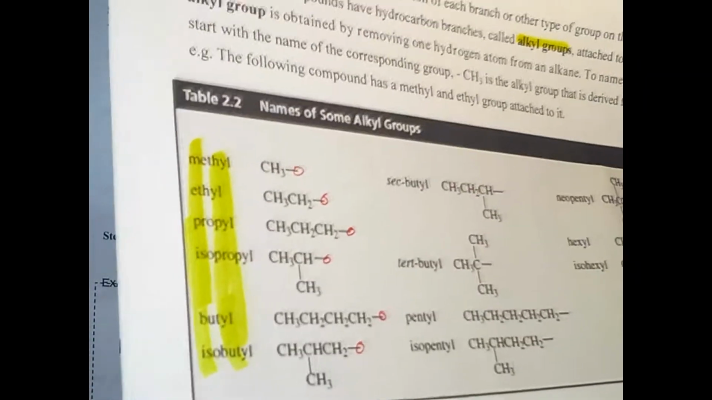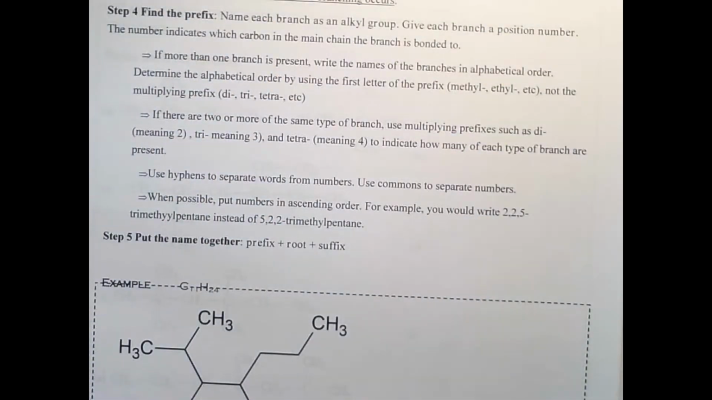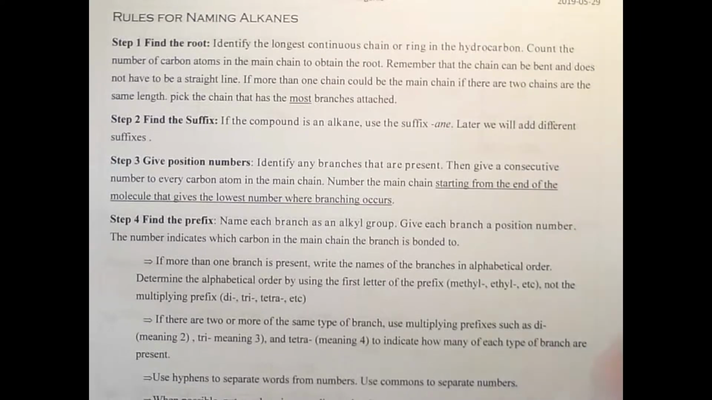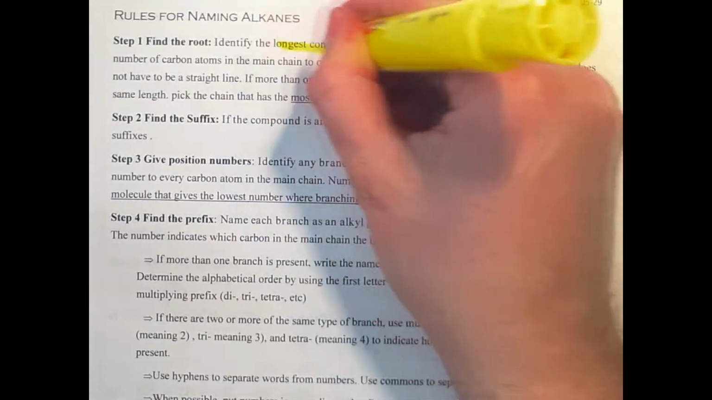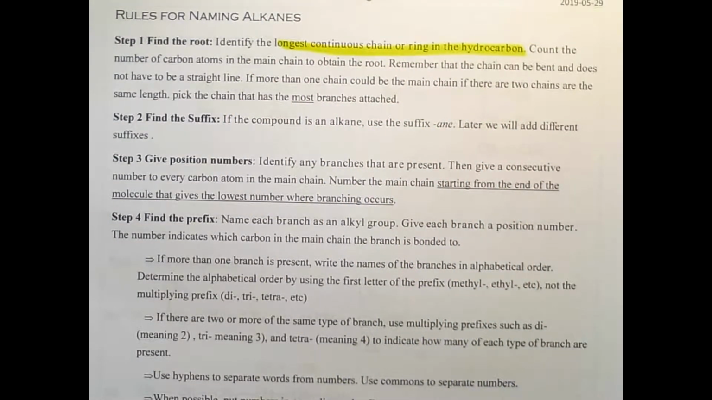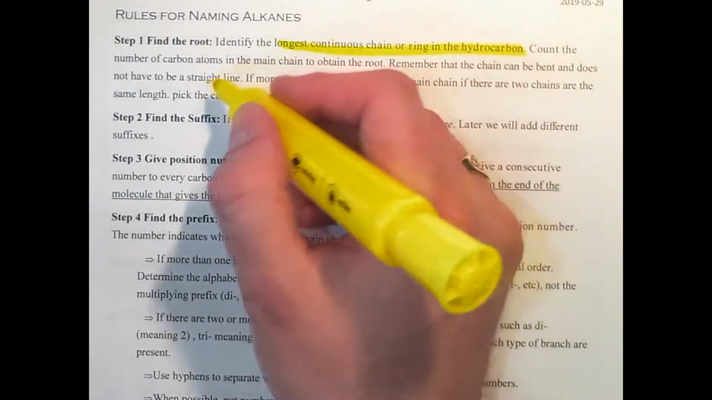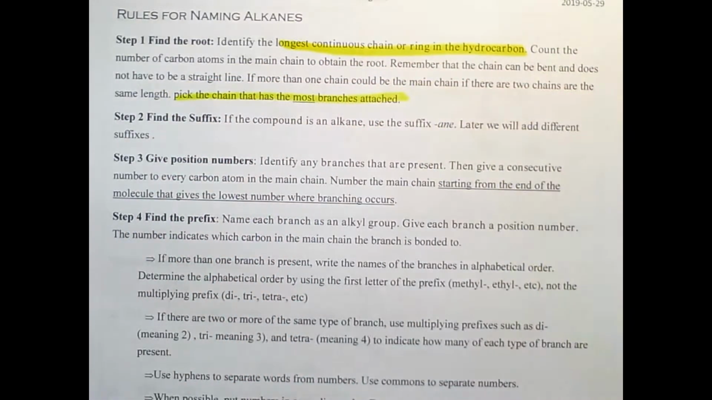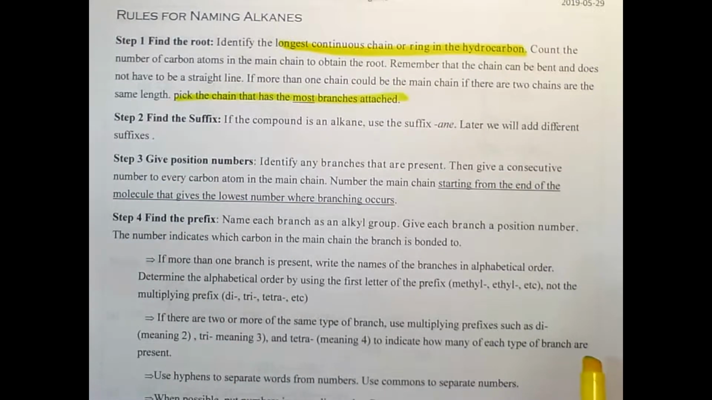So we're going to go through a couple examples with the molecule, and I'm going to read through the examples, and then we're going to go to the bottom and we're going to apply it. So we're going to find the root. So to find the root, we find the longest continuous chain or ring in the hydrocarbons. The second thing you need to do is if there happens to be a case where there are 2 chains the same length, pick the chain that has the most side pieces or most branches on it.